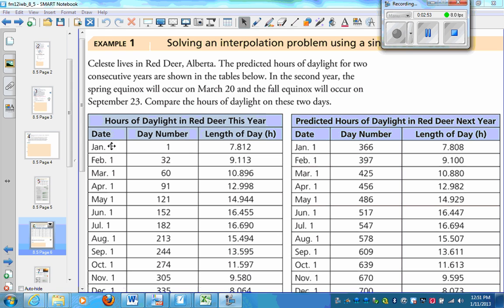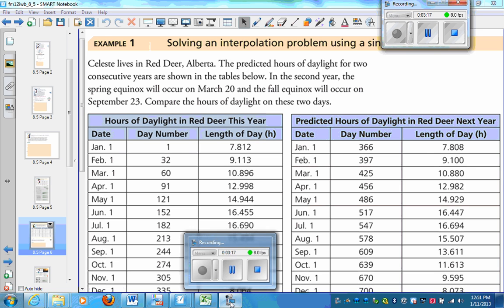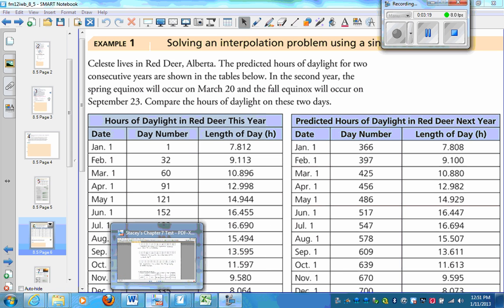So notice first of all that I entered in the day number instead of entering the date, because this is data that makes a little more sense. So my x values are the days, and then my y value is the length of day. And that makes sense. It's cyclical or periodic, right? It isn't constantly increasing or decreasing the hours of daylight. Every year it kind of repeats a cycle. So let's look at my graph.